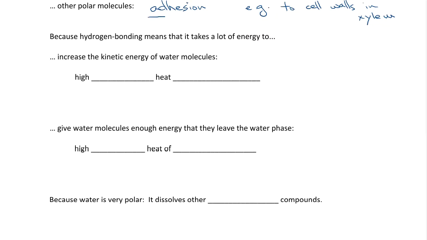As well, because hydrogen bonding takes place between molecules of water, it takes a lot of energy to get them to jiggle around more, to increase their kinetic energy or their energy of movement. And as a result, they have what's called a high specific heat capacity. That means that it takes a lot of energy to raise their temperature. So it takes a lot of energy to raise the temperature of water.